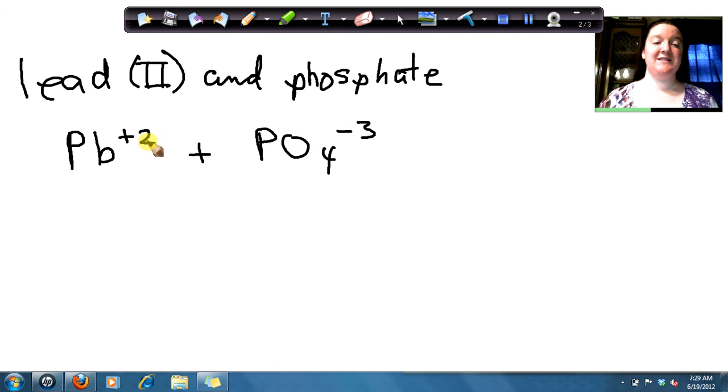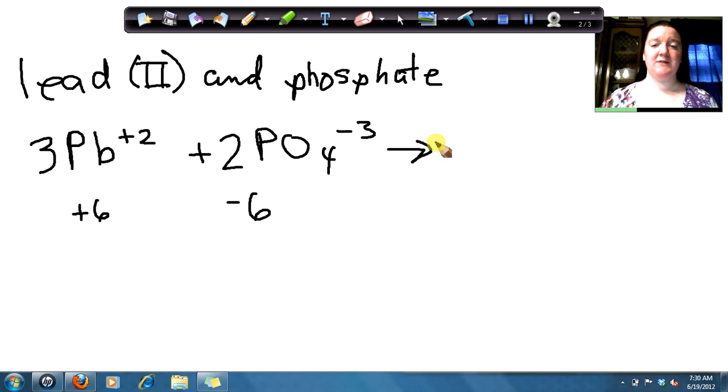Now if I look at this, it has a +2 charge and that has a -3 charge. And I need the charges to cancel out. So if I look at lead, I have to have 3 of those, because then I'll have a +6 charge on those parts. And I need to have 2 of my phosphate ions, because it has a -3. So I get a -6, and 6 minus 6 gives us 0.